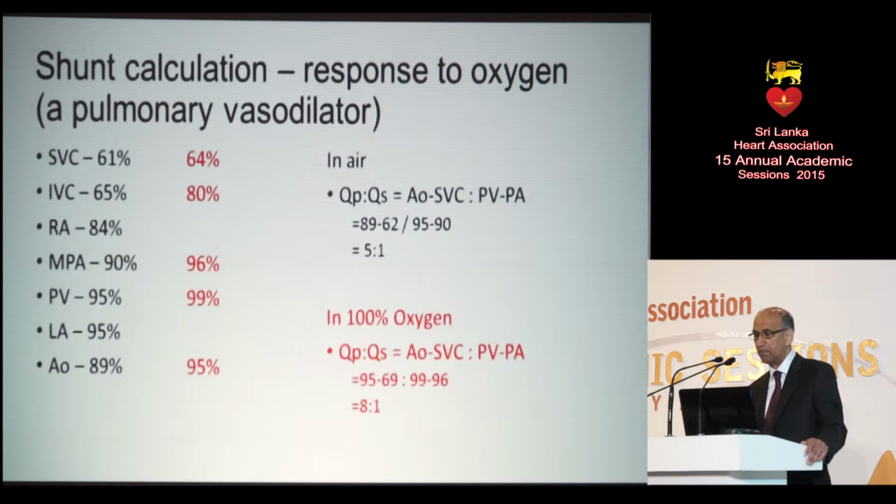We're trying to do that because oxygen is a pulmonary vasodilator. We want to see what happens to the shunt. And these are the measurements we get when we expose her to 100% oxygen, and the shunt is still very high. Of course, at those levels, it is an approximate measurement of the shunt, and I've got it close to a single figure of 8 to 1.